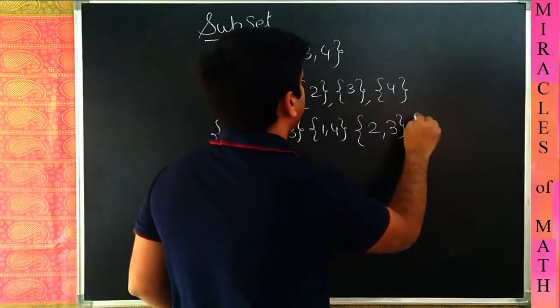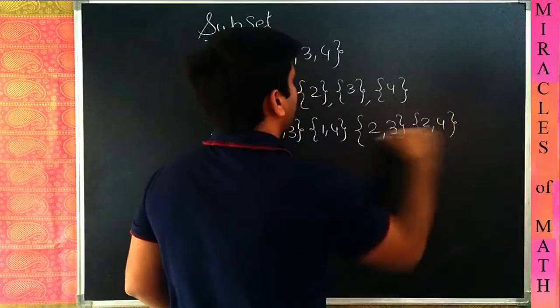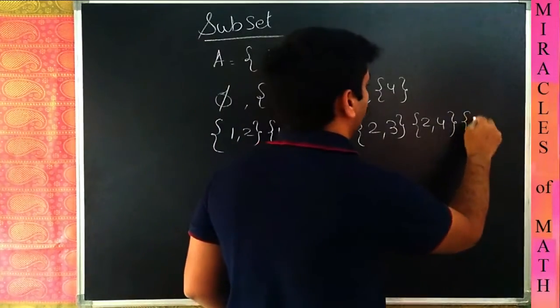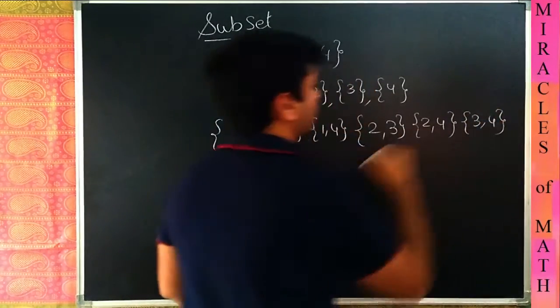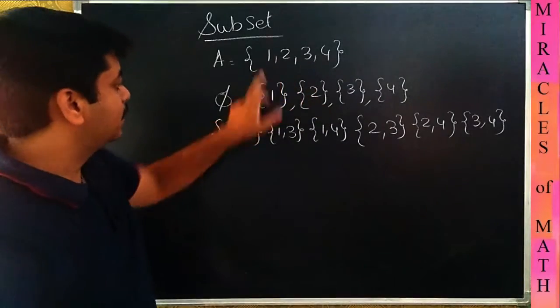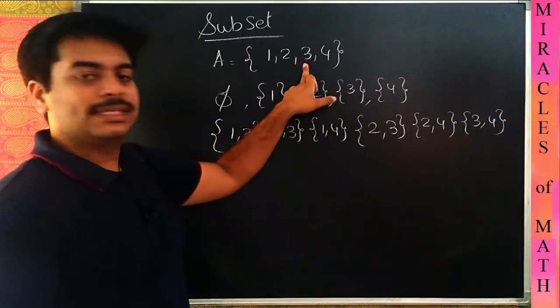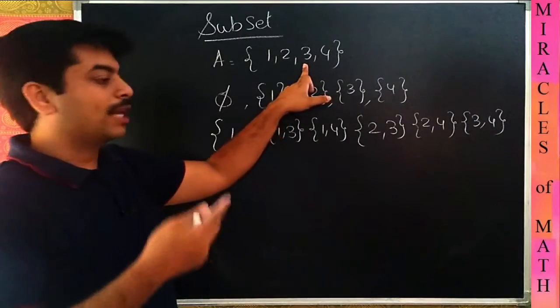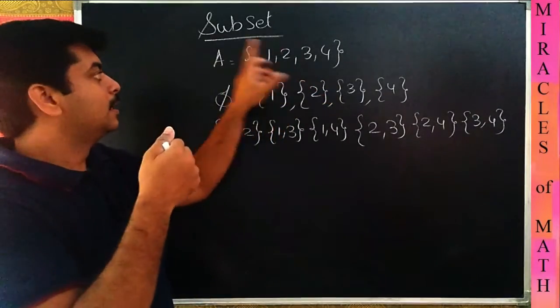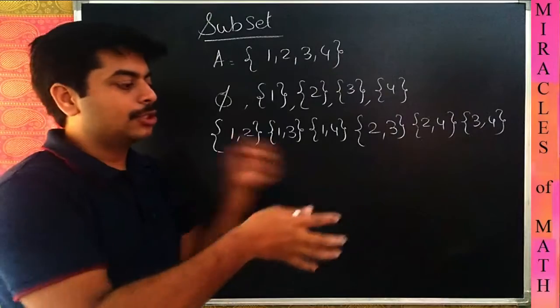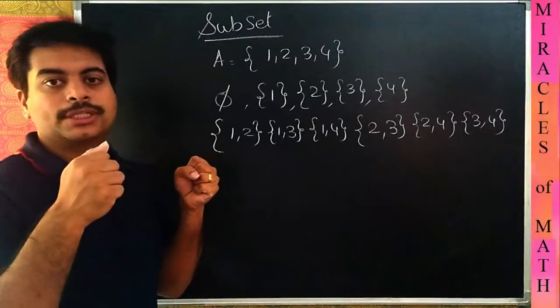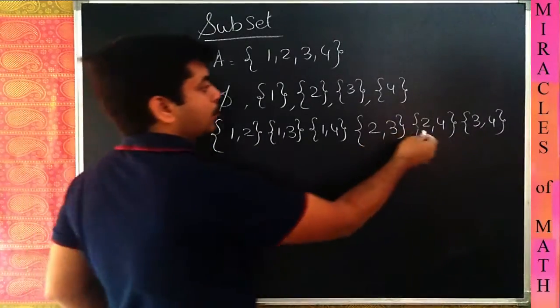So 2, 3, 2, 4. Anything else? 3, 4. You can ask me, sir, where is 3, 1? Yes, 3, 1 is here. Where is 3, 2? 3, 2 is here. 3, 3? Not possible. You don't have 2 chocolates of the same kind. You cannot take the third chocolate, and again you cannot take the third chocolate.